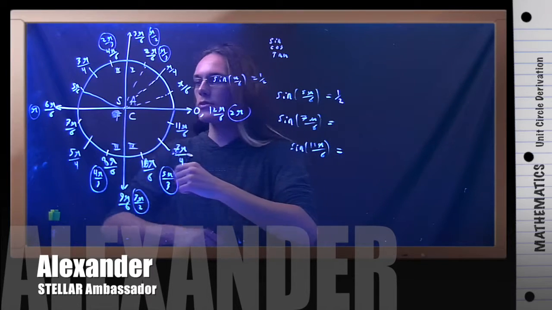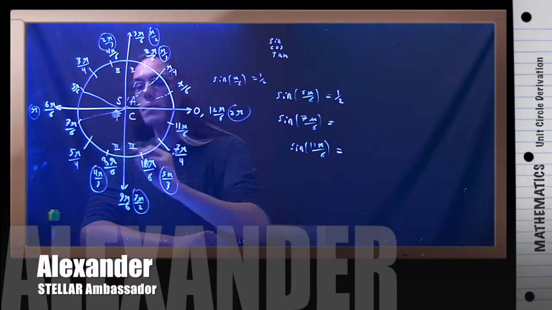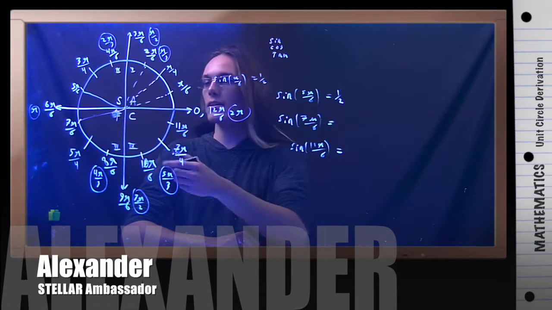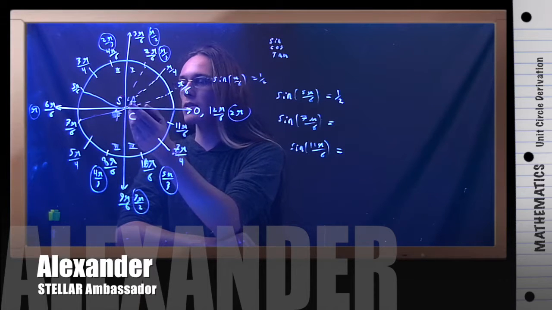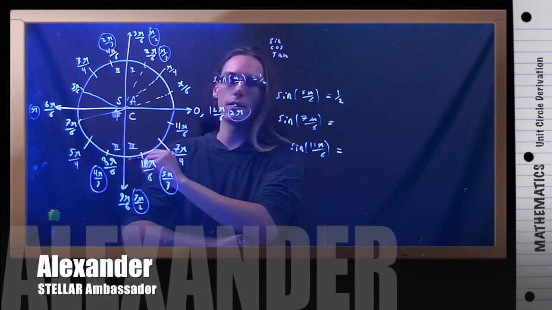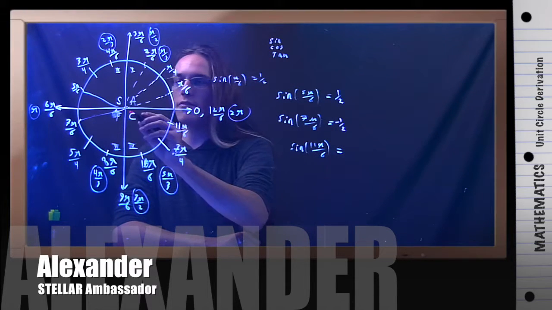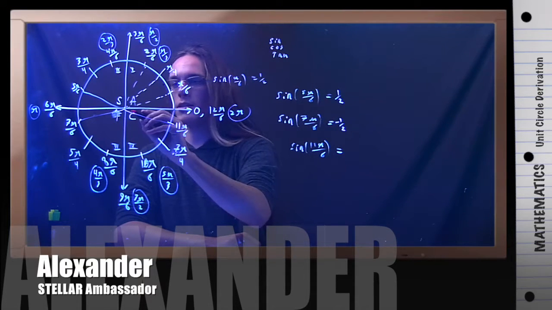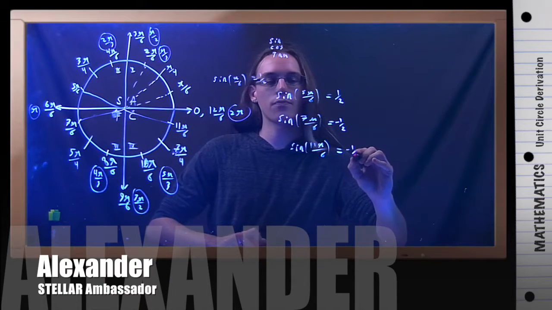Now I look at 7 pi over 6. That also has a reference angle. This angle right in here would be pi over 6. And since this is not in either the all are positive or the sine is positive area, I know sine's going to be negative down here. So that's negative 1/2. Likewise for 11 pi over 6. That's got a reference angle of pi over 6 right here. So that's also going to be negative 1/2.